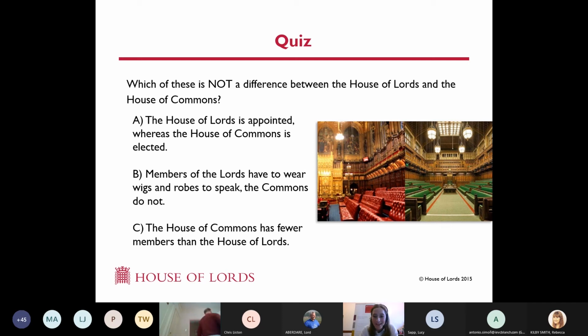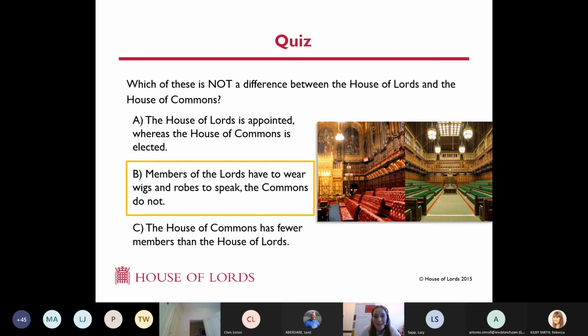All right, I think we've got about 10 seconds left. So which of these isn't a difference between the House of Lords and the House of Commons? I'll show you the answer in 3, 2, 1. It was B. So the House of Lords is appointed and the House of Commons is elected. The House of Commons is smaller in size than the House of Lords, but members of the Lords don't have to wear wigs and robes to speak, and neither do MPs in the House of Commons.